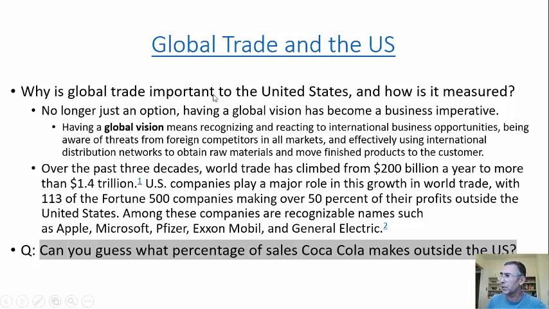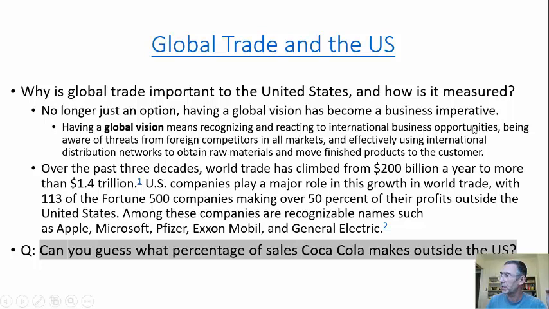So why is global trade important to the U.S.? So we talked about that. It's no longer just an option. Having a global vision has become a business imperative. And so this is the idea that what the smart companies are doing is taking advantage of that growth, recognizing and reacting. I don't even really like that word. I know this is intro to business, it's not global business, but usually the best cases and the best examples are of companies being proactive, not reacting.